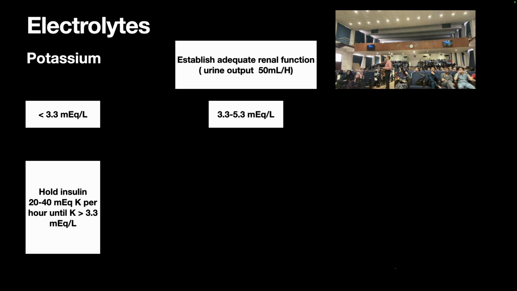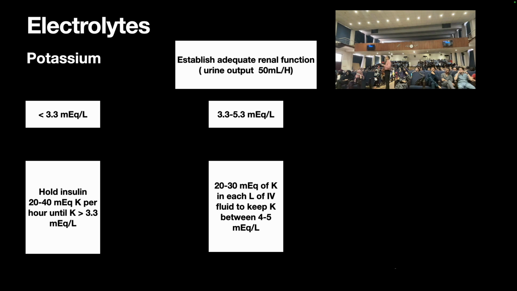If it is between 3.3 and 5.3, give 20 to 30 milliequivalents of potassium in each liter of IV fluid to keep potassium between 4 and 5 milliequivalents. That means you have to check potassium frequently. Until it is stabilized, potassium is measured every hour. So is the blood sugar.